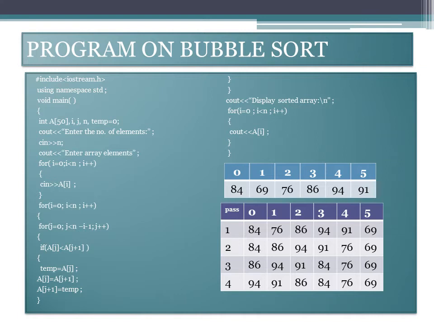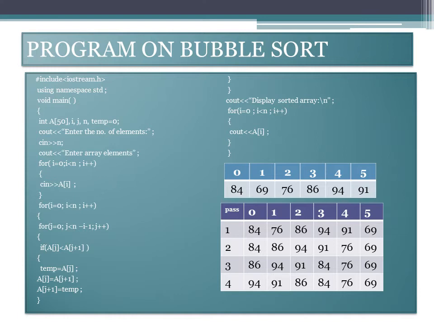Okay, now I'm going to explain. Suppose let's start with a normal looping statement: for i equal to 0, i less than n, i plus plus. Swapping takes place with this condition, temp is equal to a of i plus 1, suppose. So we get the first array 84, and in the next table, 84, 76, 86, 94, 91, 69. But look at this, it is not sorted. Since it's not sorted, that means we have to repeat the swapping.